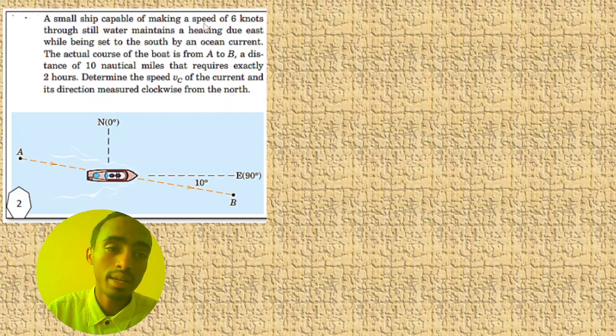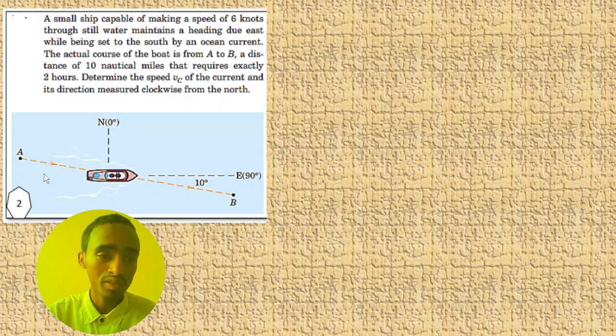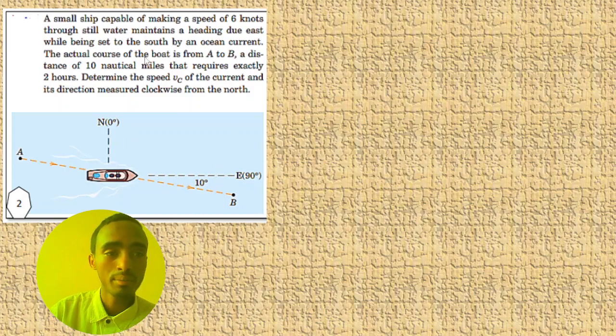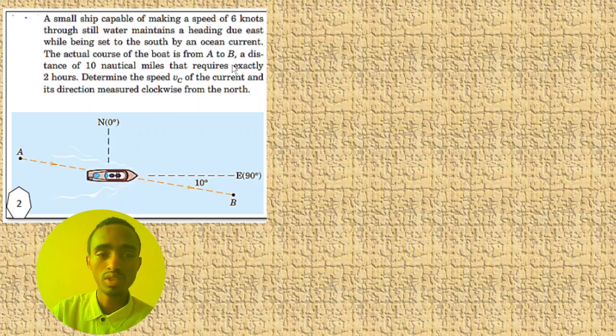A small ship capable of making a speed of 6 knots maintains a heading to the east, which means it is moving in this direction, while being set to the south by an ocean current in this direction. The actual course of the boat is A to B. From A to B, we discover the distance is 10 nautical miles in 2 hours. Determine BC, which means the speed from here to here, and the angle, which means the direction measured clockwise from the north in degrees.